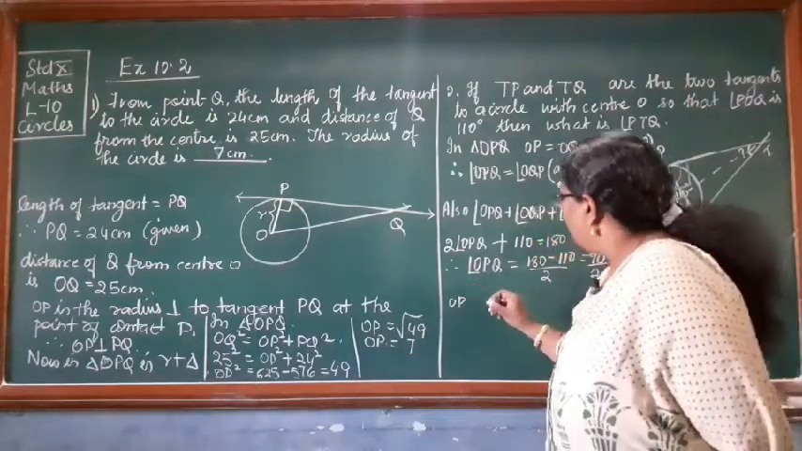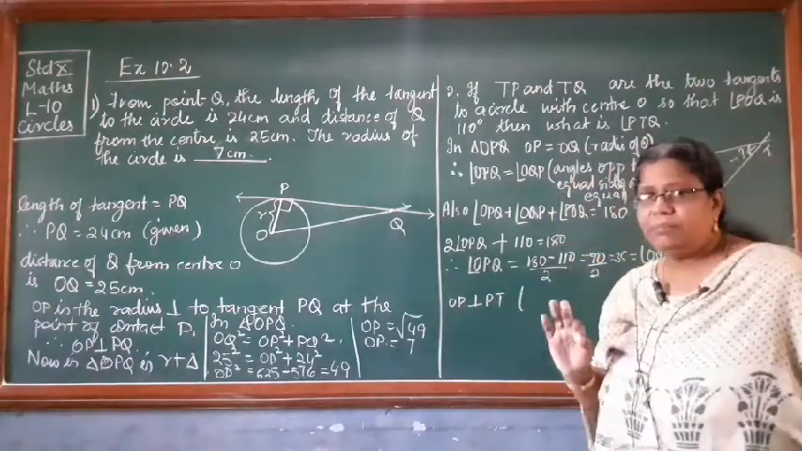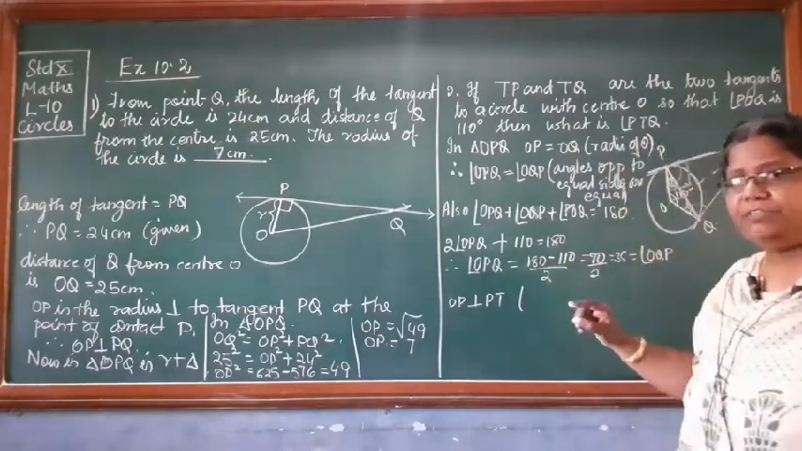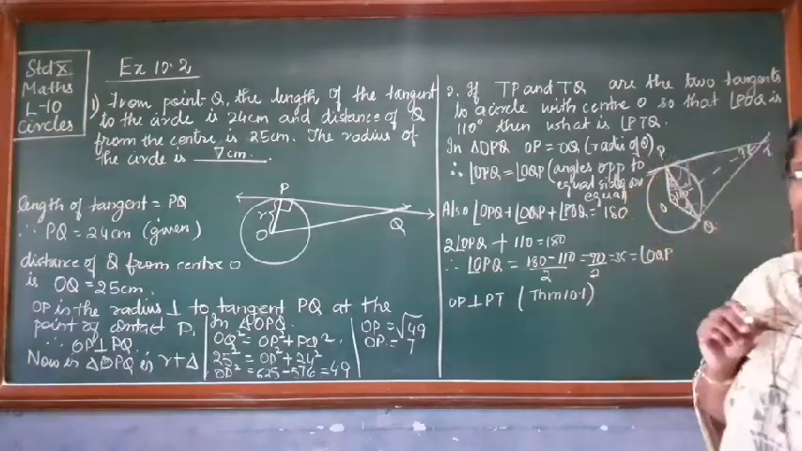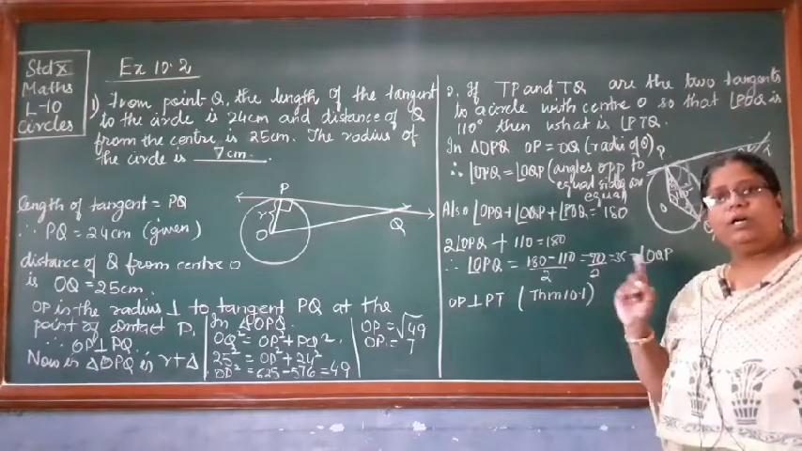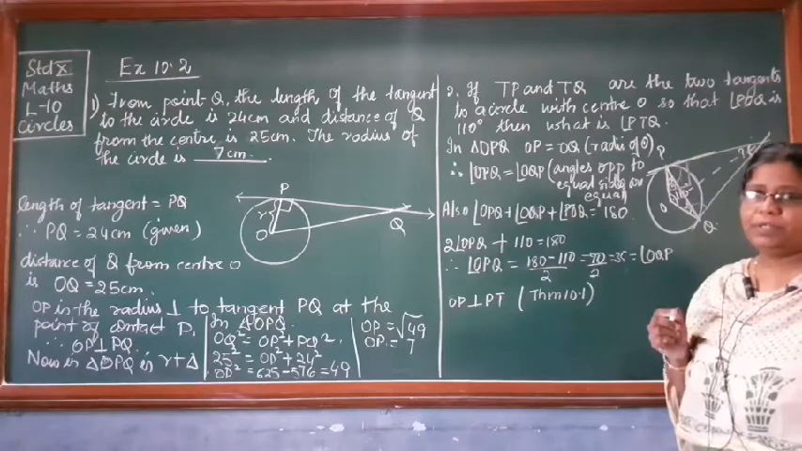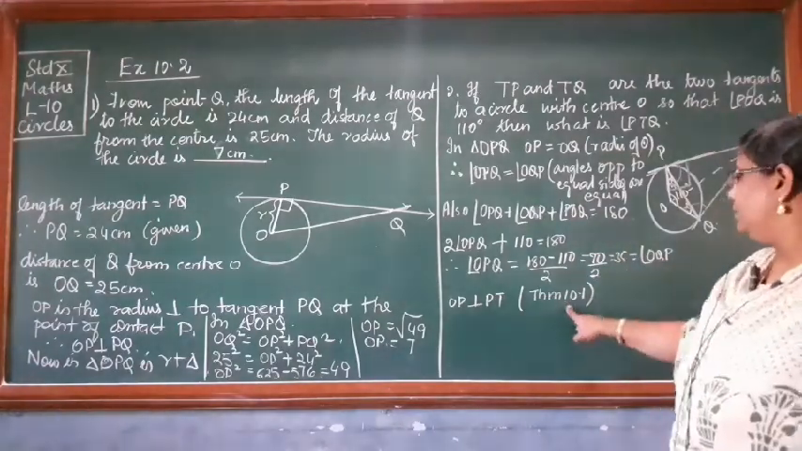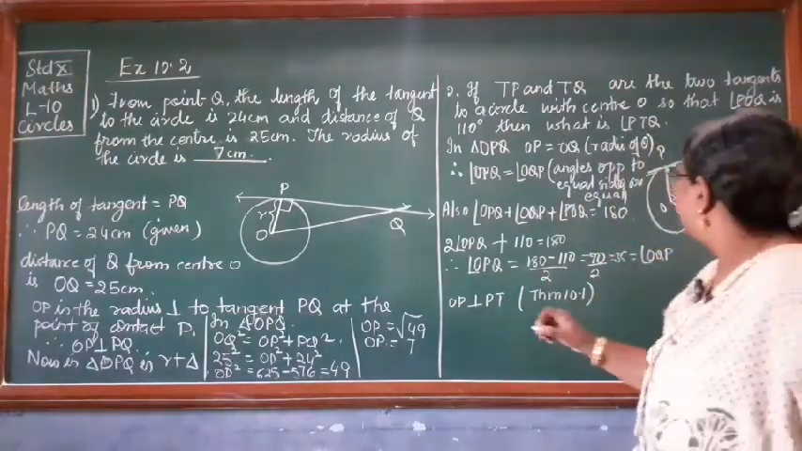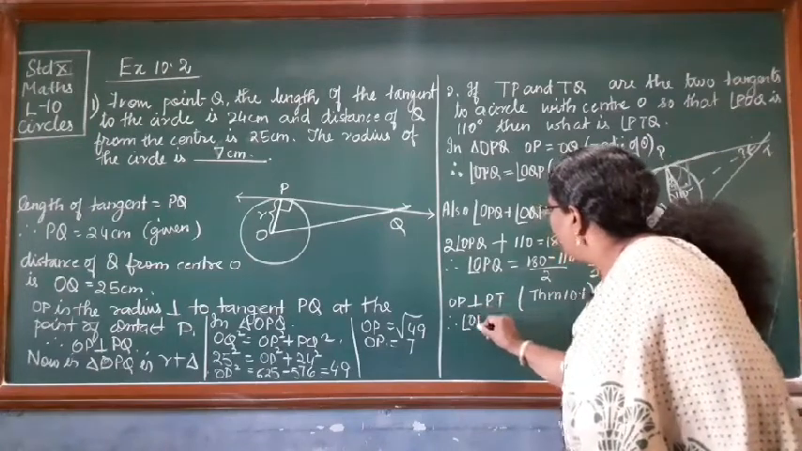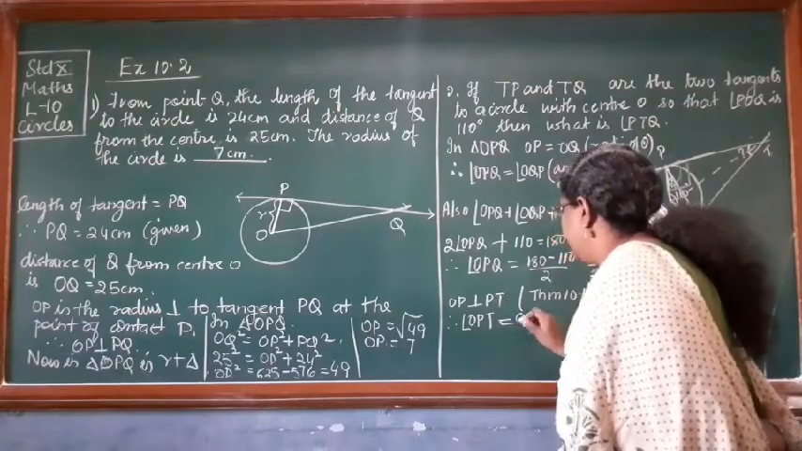You know that OP is perpendicular to PT. यहाँ पे मैं फुल स्टेटमेंट नहीं लिख रही, स्टेटमेंट ऑफ थ्योरम 10.1 will come. So I am just writing theorem 10.1, but you all should write the full sentence. What will you write? The radius passing through the point of contact is perpendicular to the tangent to the circle. ठीक है, तो ये theorem 10.1 के अकॉर्डिंगली है कि OP is perpendicular to PT. Therefore, angle OPT is equal to 90 degree.